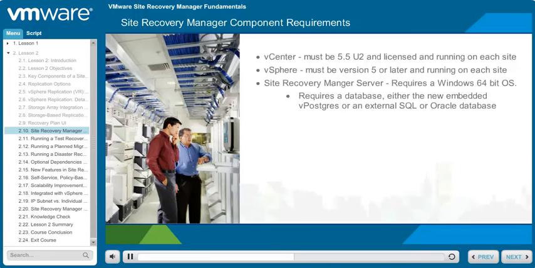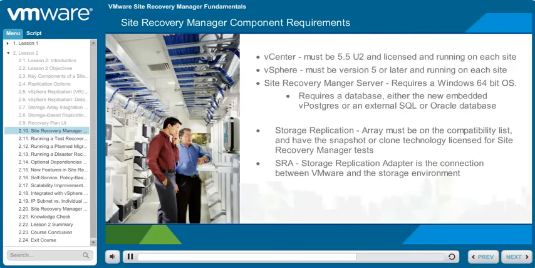In 5.8, you can now also choose to use the new embedded vPostgres database to avoid the cost and complexity of an external database. Note, however, there is no migration path between database types. If array-based replication is used, the array must have snapshot or clone technology licensed to perform test failovers, and a replication mechanism for all use cases in addition to the appropriate storage replication adapter. If vSphere replication is used, a vSphere replication appliance must be installed on each site.